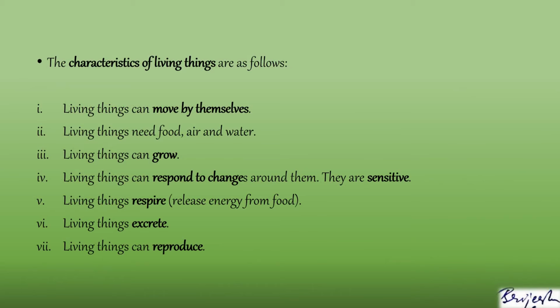All living things have some common characteristics which make them different from non-living things. Such characteristics are: living things can move by themselves, they need food, air and water, they can grow, they can respond to changes around them, they are sensitive, living things respire, living things excrete, and living things can reproduce.